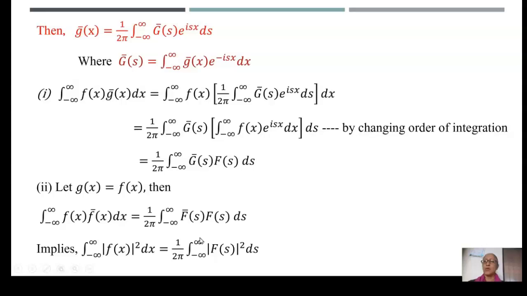Now, we know that a function into its conjugate gives the modulus of that function squared, because z into z bar, z into conjugate of z, equals mod z square. So, according to this definition, we can apply that for functions also. So, here integral minus infinity to infinity f(x) into f bar x gives mod f(x) square dx, which is equal to 1 by 2 pi integral minus infinity to infinity mod f of s square ds. This is nothing but the second statement of Parseval's identity.